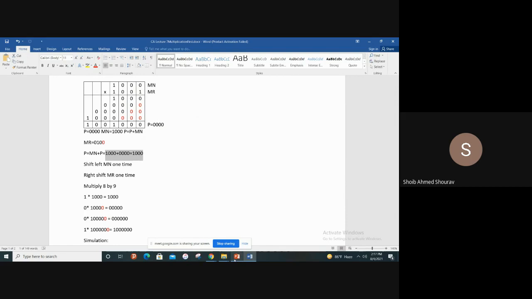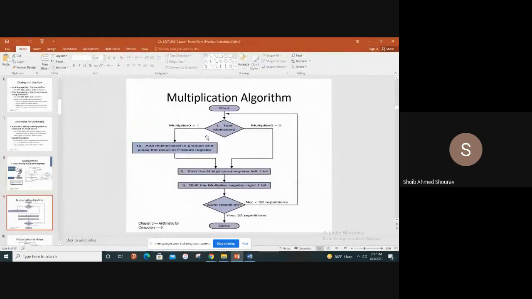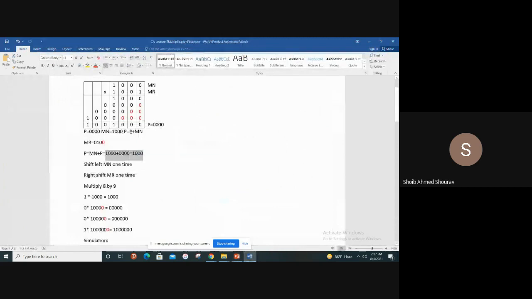Okay, so in the algorithm, we are going to see they have used this addition in here. Add multiplicand mn to product p and place the result back to product register. So mn plus p, then store that result in p. So mn plus p onto p register. Is it clear? Mn plus p into p. Yes, sir.